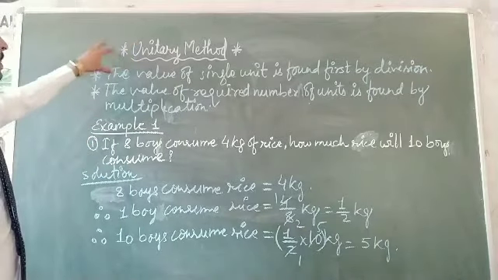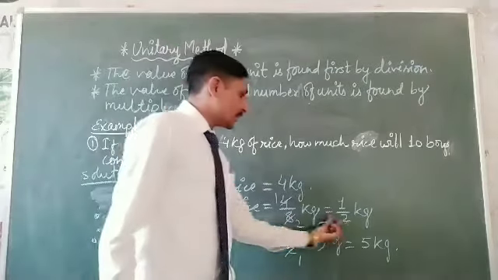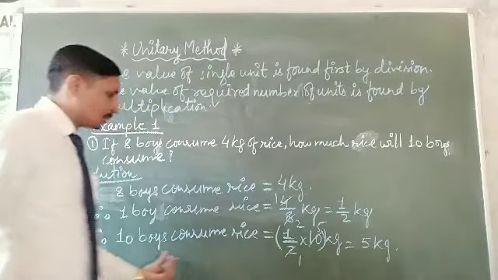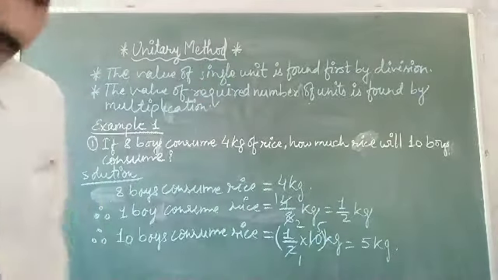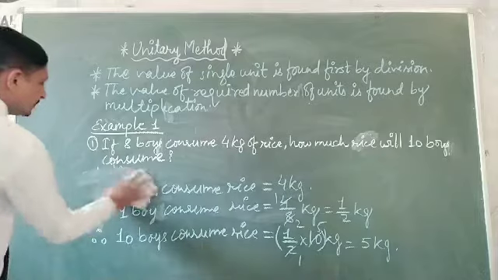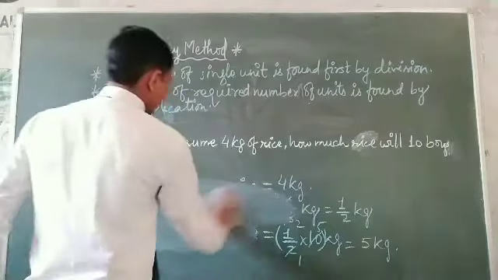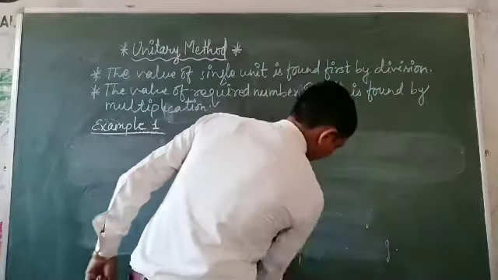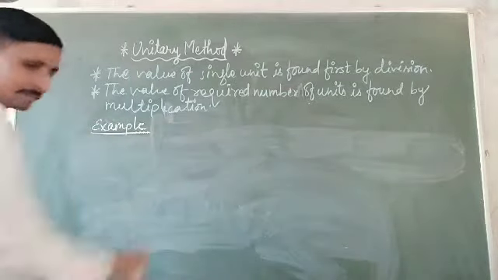So in this way we can solve a word problem by using the unitary method. What you have to do? The value of a single unit is found by division. Then the value of the required number of units is found by multiplication. Now let's see another example.